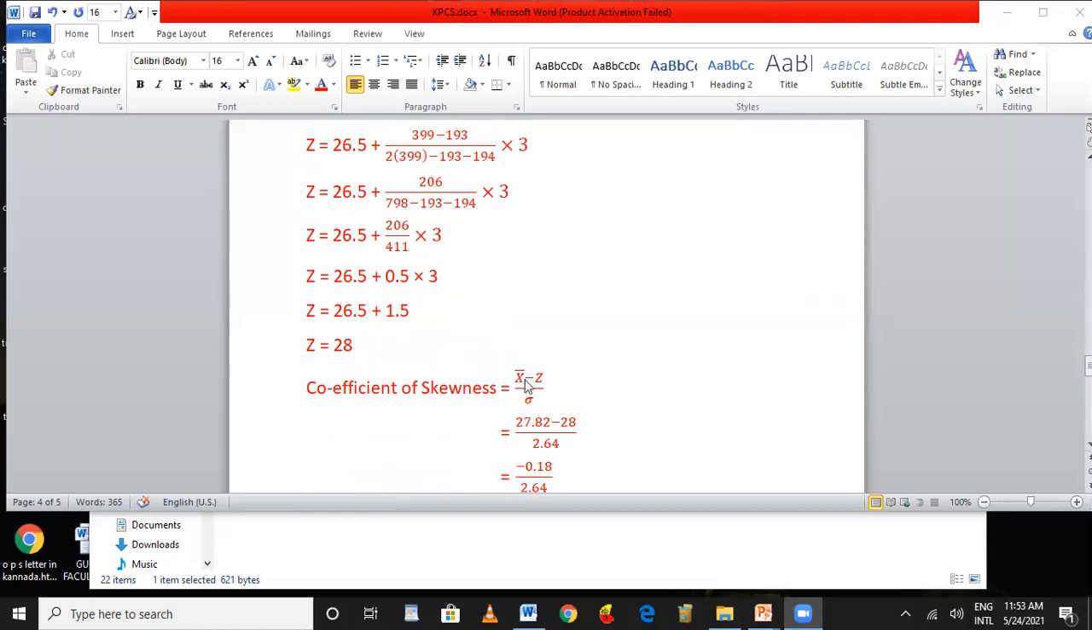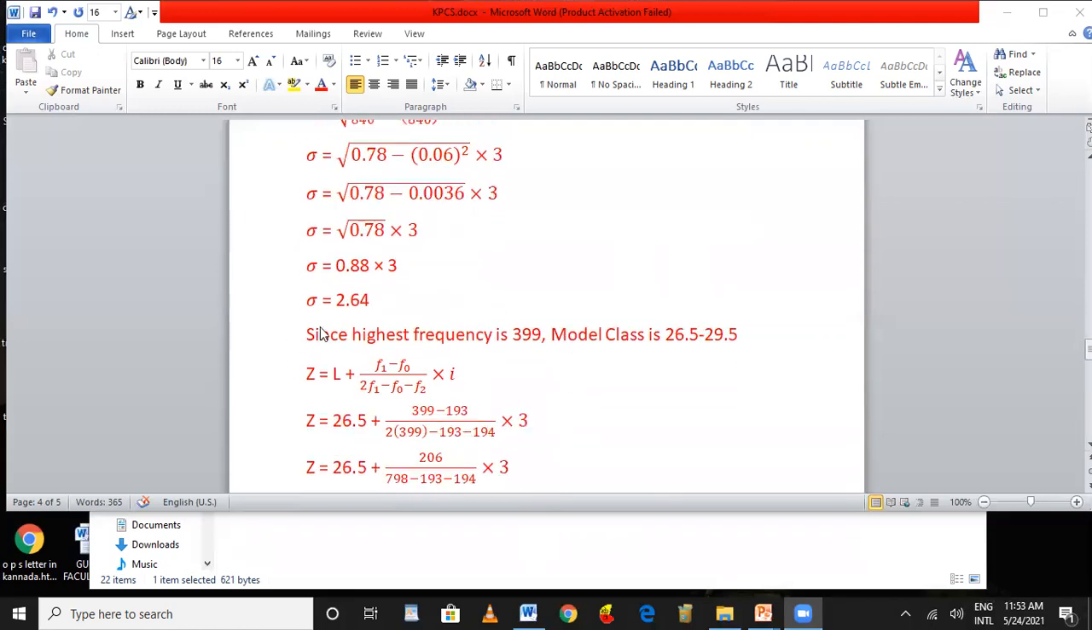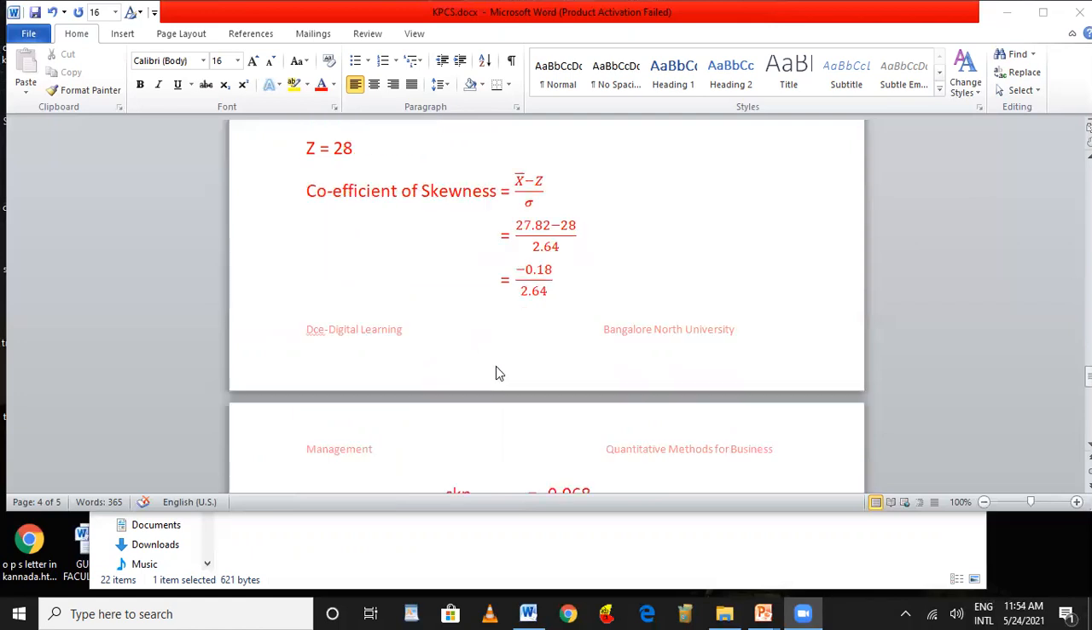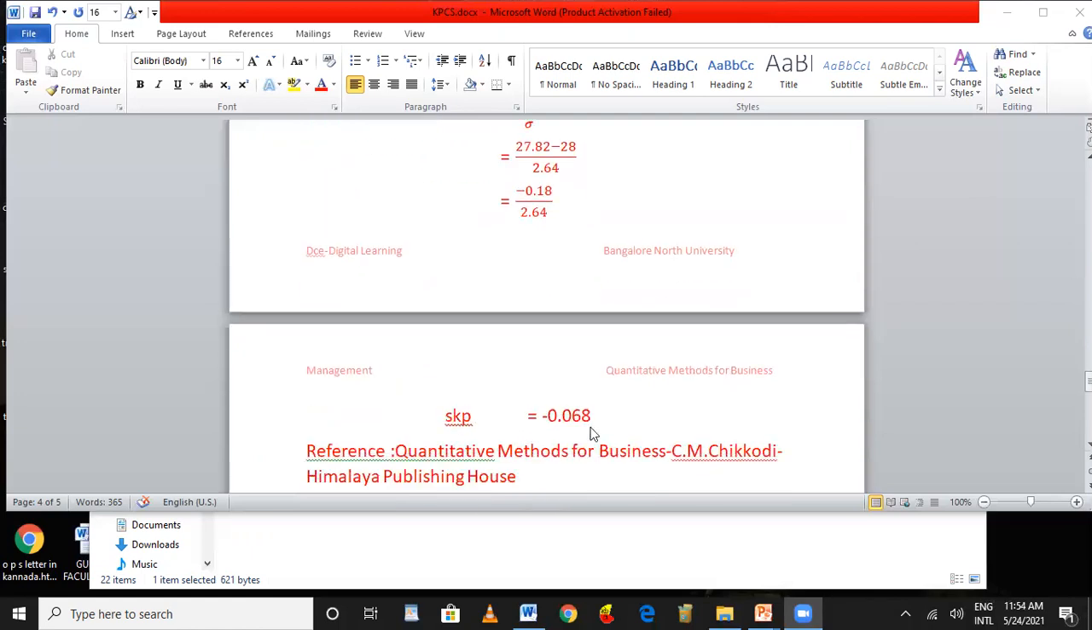As we got the mean as 27.8, the mode Z as 28, and the standard deviation as 2.64, we can substitute in the formula of the coefficient of skewness, so that we get the skewness according to Karl Pearson. SKP is equal to negative 0.68. So this is how we find the skewness according to Karl Pearson in different series or different problems.